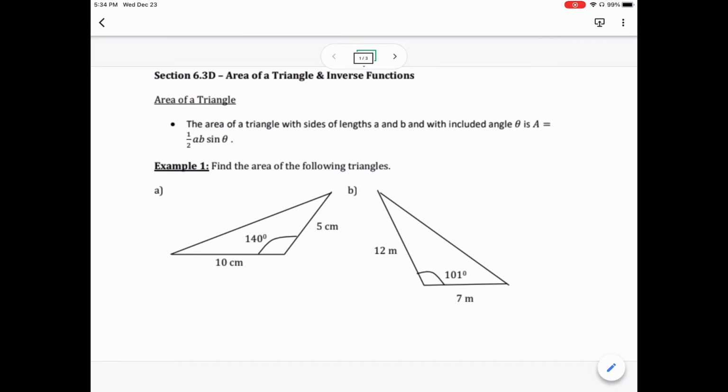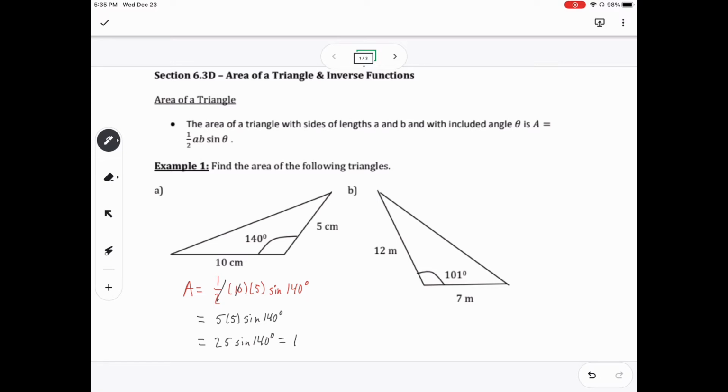So for example 1, letter A, you're given the sides of 5 and 10 and the included angle of 140 degrees. So we'll plug those into our formula. So it'll look like 1/2 times 10 times 5 times sine of 140 degrees. Now we will do some simplification. So 1/2 times 10 is actually 5. And then from there, 5 times 5 is 25. Now since I don't know what sine of 140 is, I'll plug it into my calculator to get me the area of 16.07 centimeters squared.